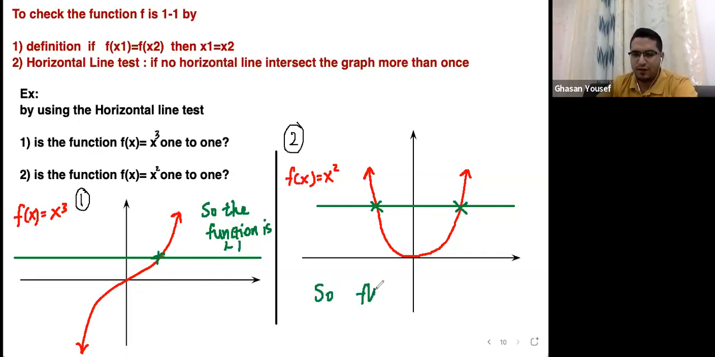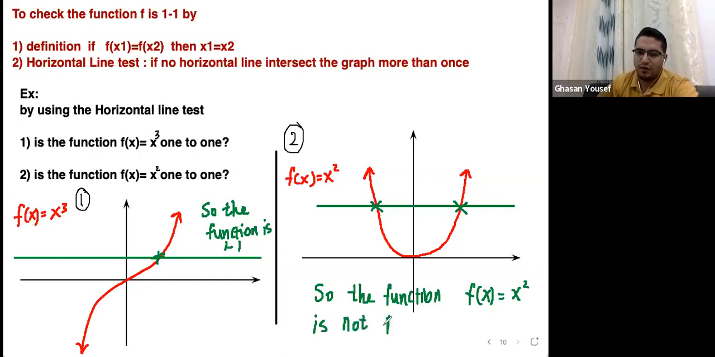So f of x, the function, f of x equals x squared is not a one-to-one function.